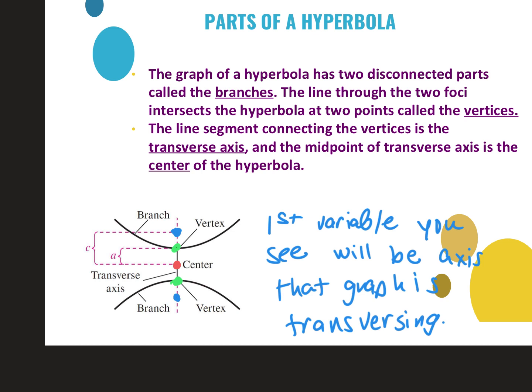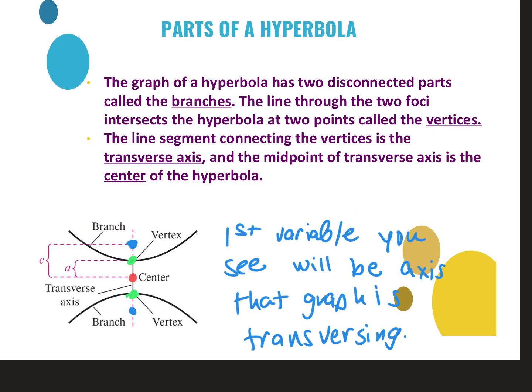A vertical meaning it opens up and down, your branches, or horizontal, meaning it opens which way? Left and right. Your center, you need to remind yourself, your center is the midpoint between the vertices.